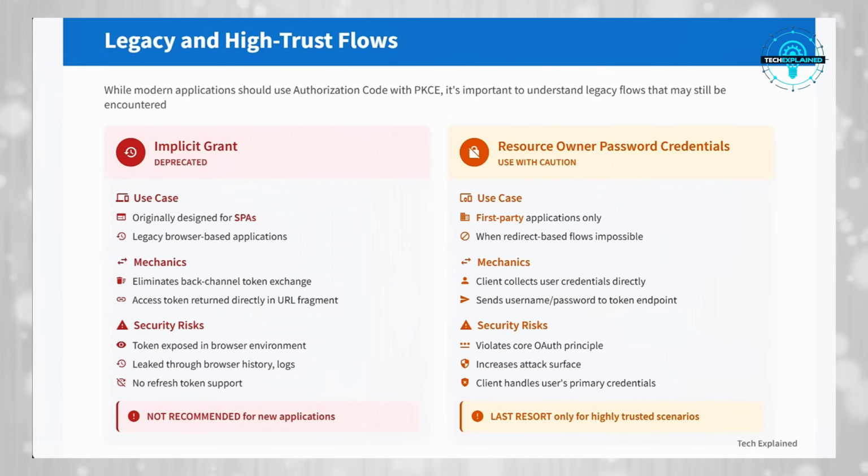While modern applications should gravitate toward the authorization code with PKCE flow, it's important to understand legacy flows that you might still encounter. The implicit grant was originally designed for SPAs. However, due to significant security vulnerabilities, it's now considered a legacy flow and is officially deprecated. The mechanics are simple. The client requests response type equals token, and after user consent, the authorization server returns the access token directly in the URL fragment of the redirect URI.